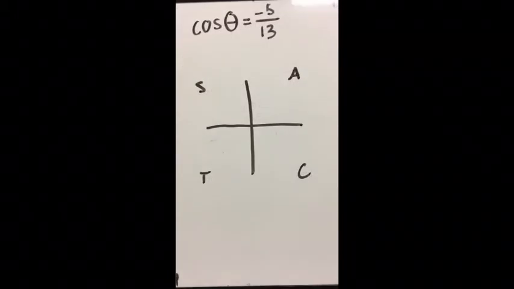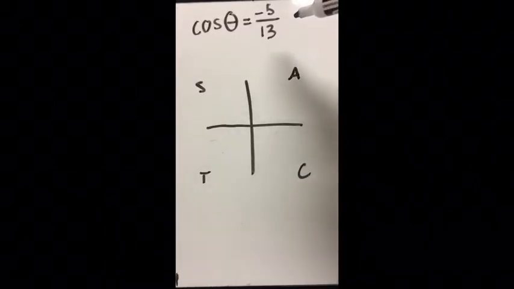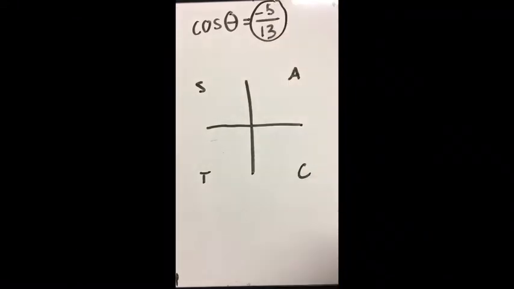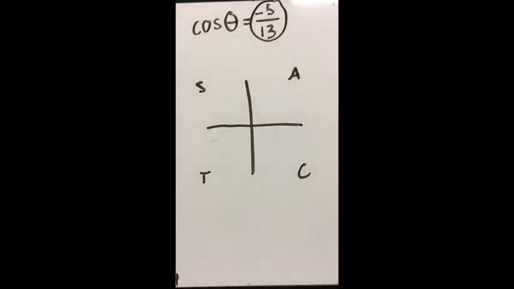To solve part A of the question, we must find which quadrants the terminal arm could lie in. So here I have written out our initial equation, and I have our CAST diagram. Now, we know over here that cos of theta is negative 5 over 13. So we must find the quadrants where cosine can be negative.